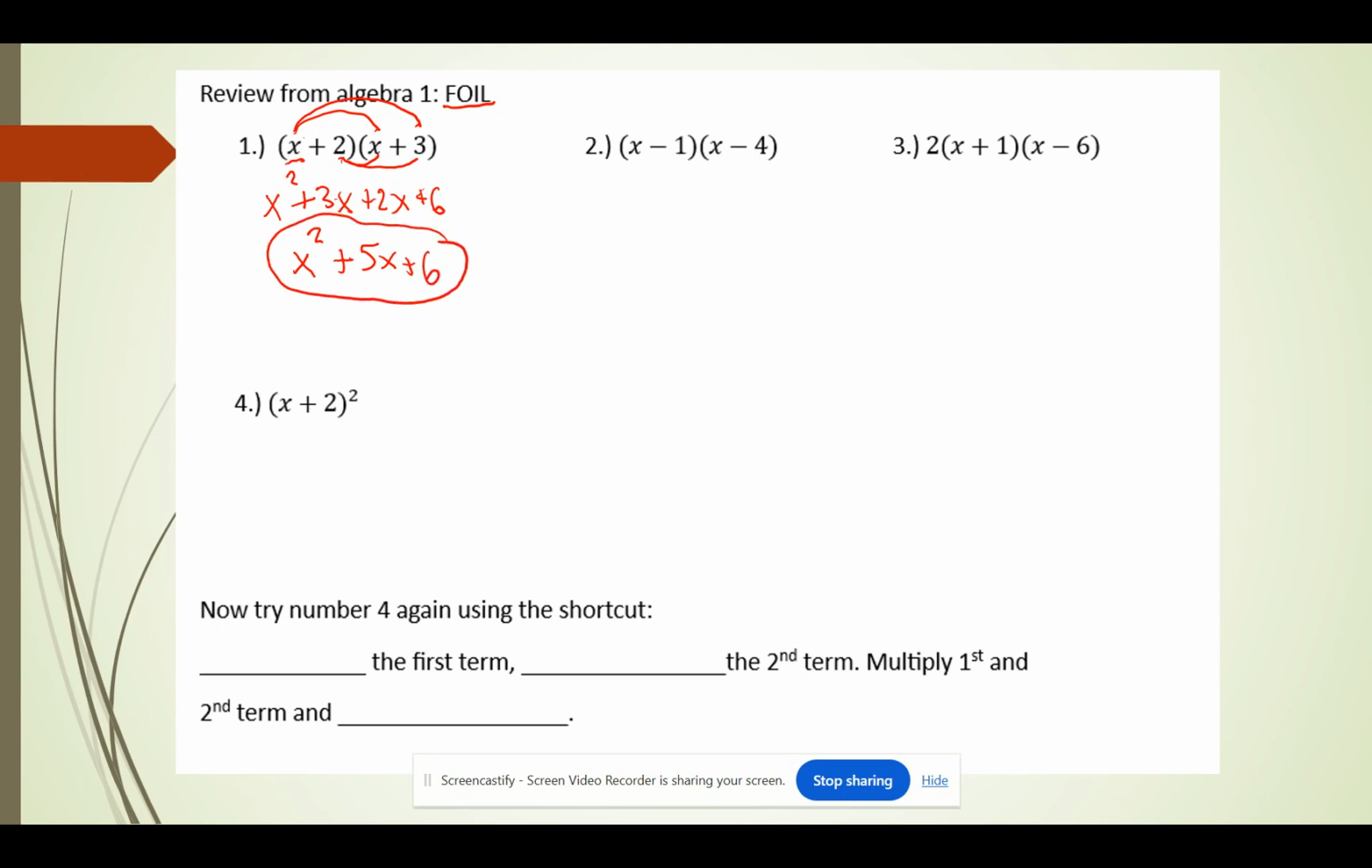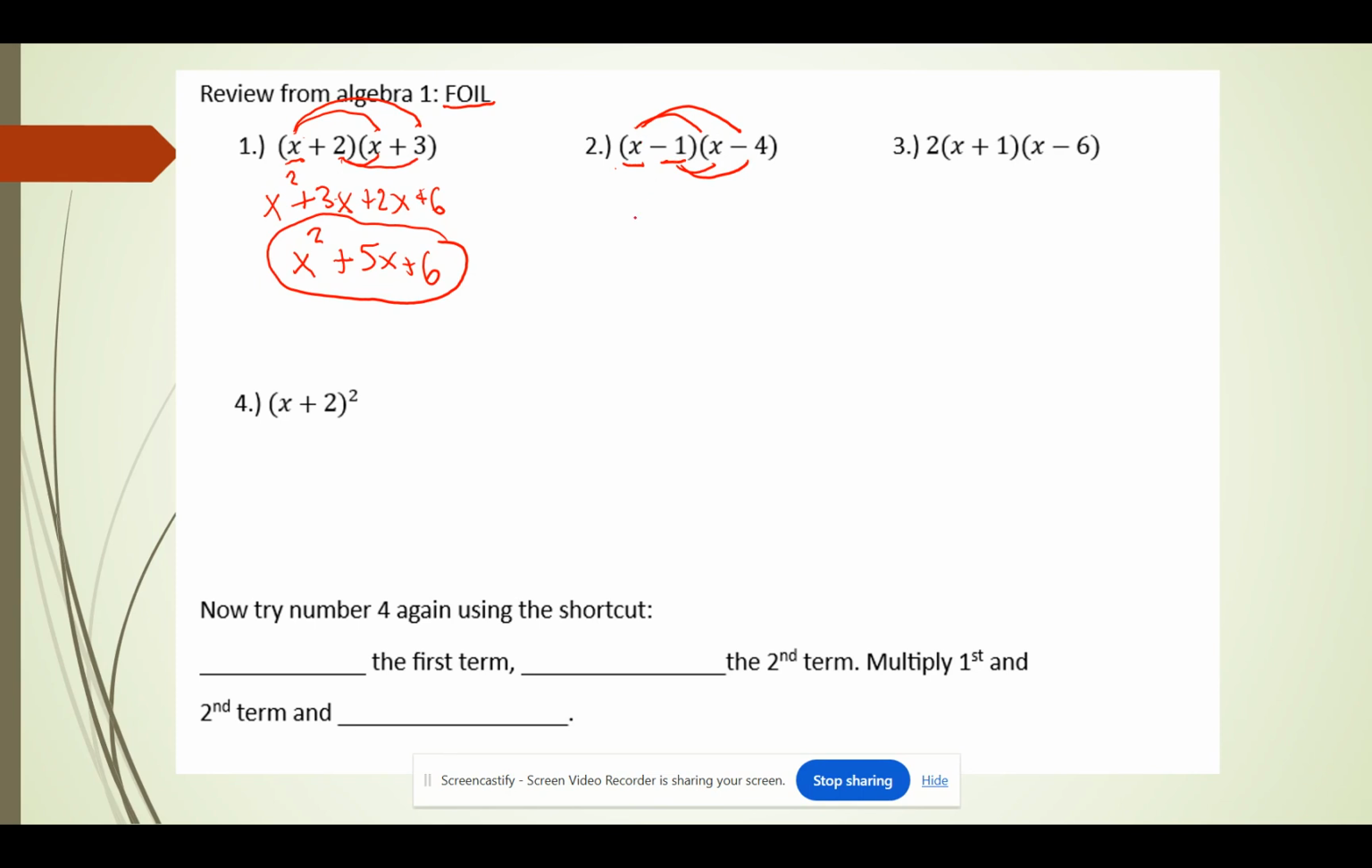So really all FOILing is, it's using distributive property twice. What you're essentially doing is you're taking this x and you're distributing it. And then you take this -1 and you're distributing him. So it involves multiplication 4 times. So we'll do it again here.